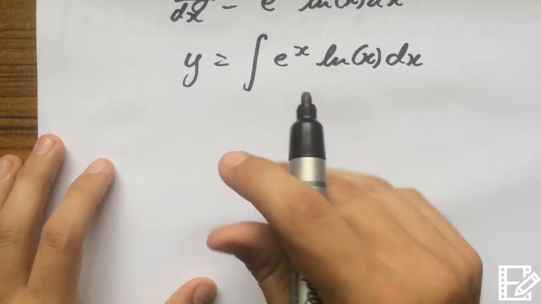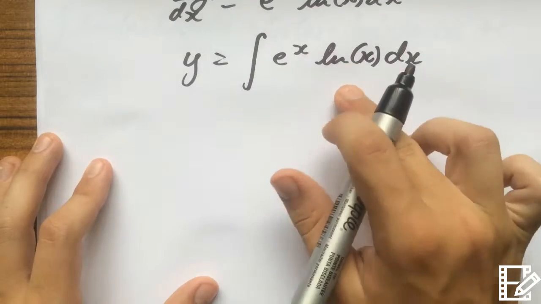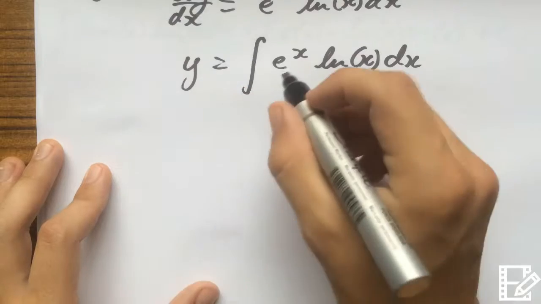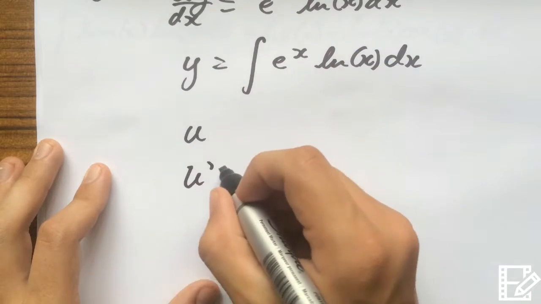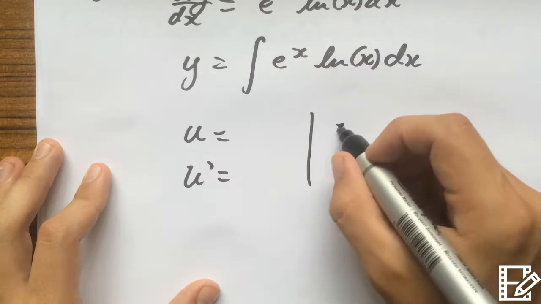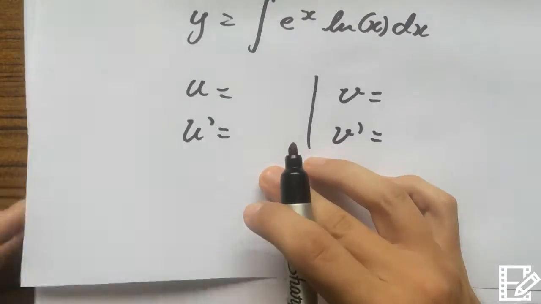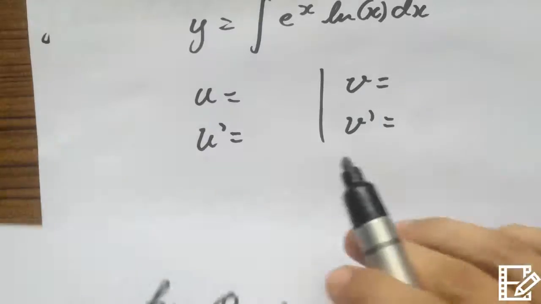Now, just like before, we pick one to be u and one to be v dash. Because there's an ln of x, I prefer this one. In this case, I prefer this one to be the u and this one to be the v dash. So u, u dash, v, v dash. Okay, remember that we need to find those in order to complete this formula. Okay?